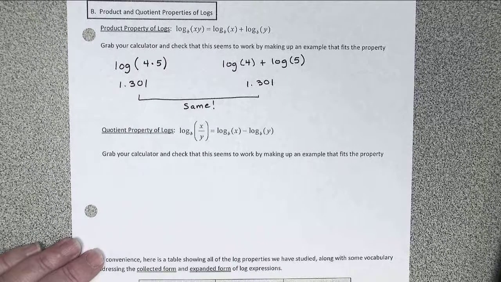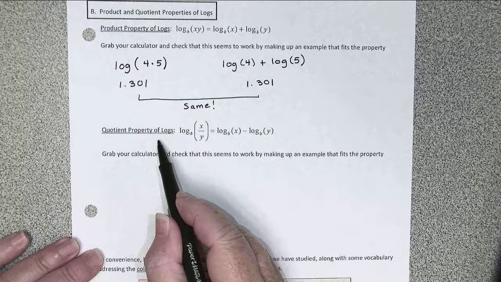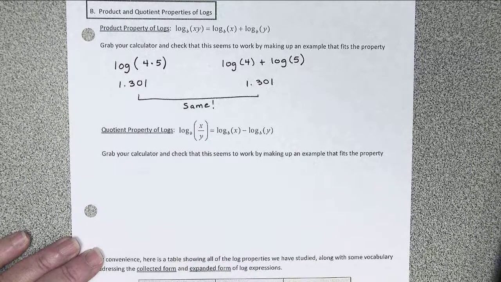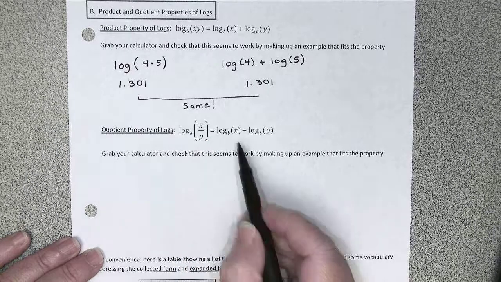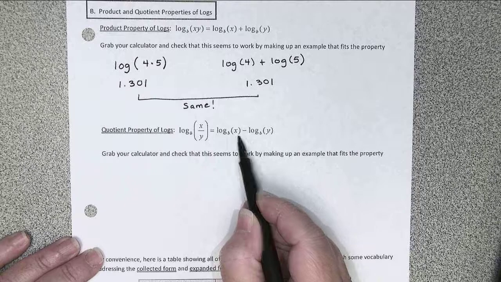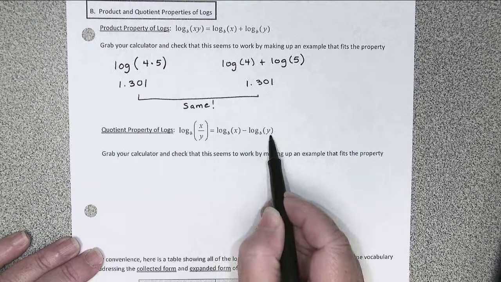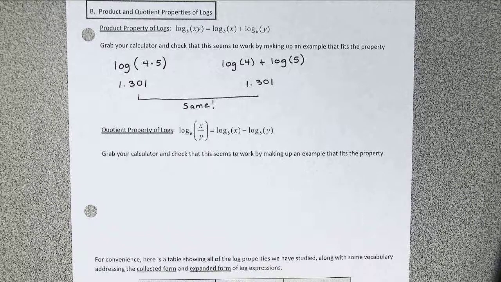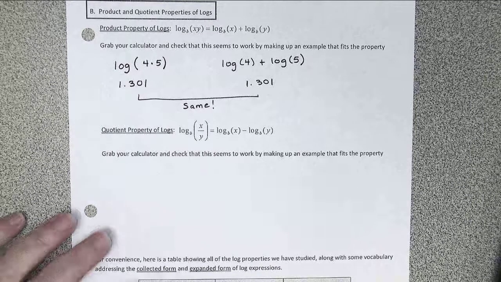All right, let's do something similar here for what we're going to call a quotient property. The logarithm of a quotient, x divided by y, is equal to the logarithm of x subtract the logarithm of y, again provided that we keep the same base throughout. Let's check one of these out.